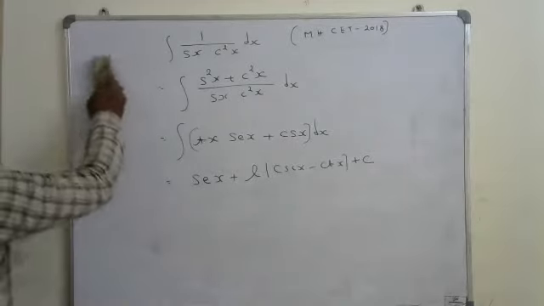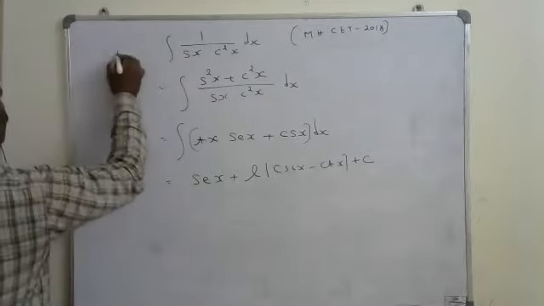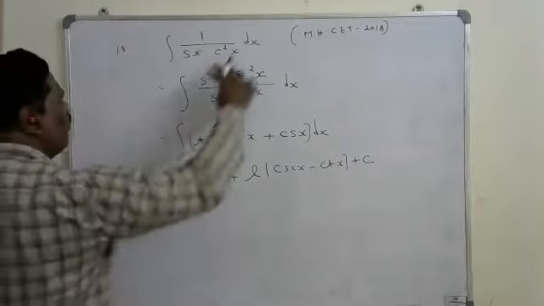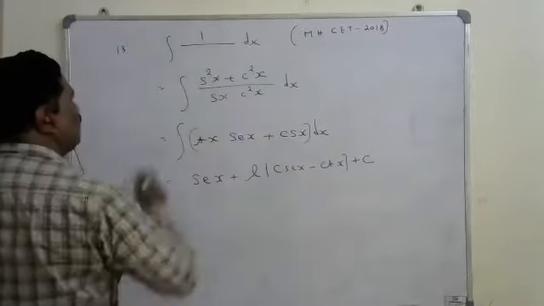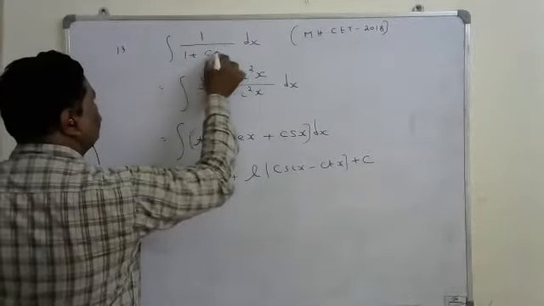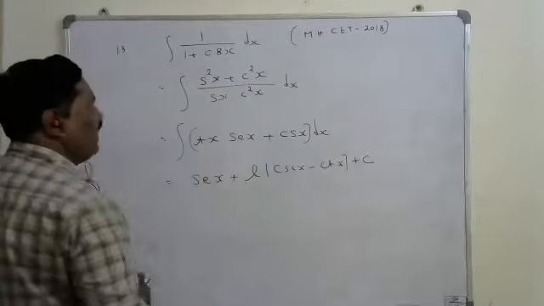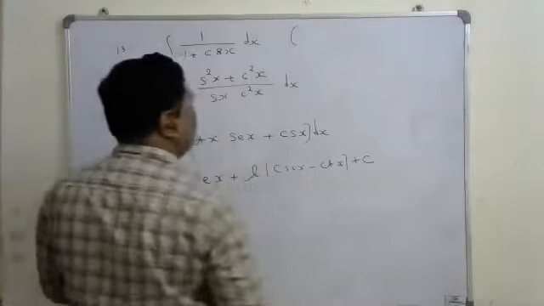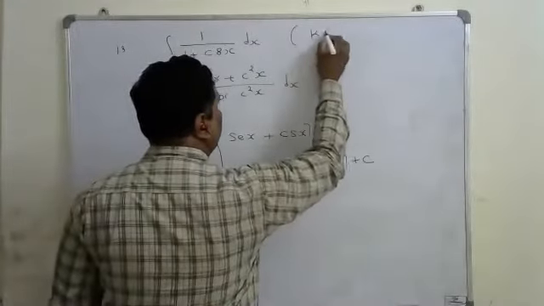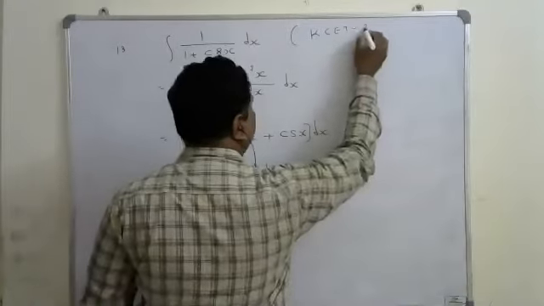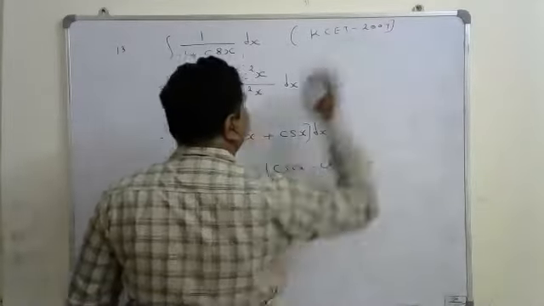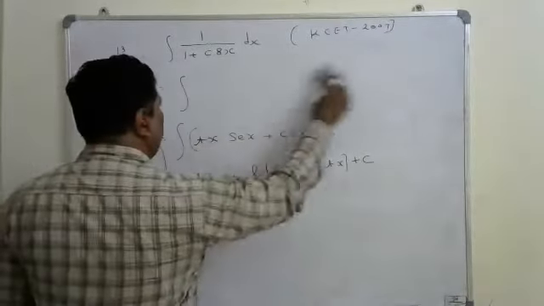Next, look at problem number 13, which is integral 1 upon 1 plus cos 8x. This problem was given in KCET, the Karnataka Common Entrance Test 2007. Okay, so it is a simple question.